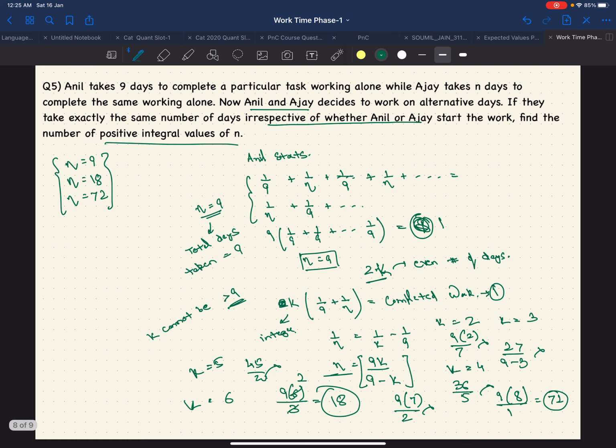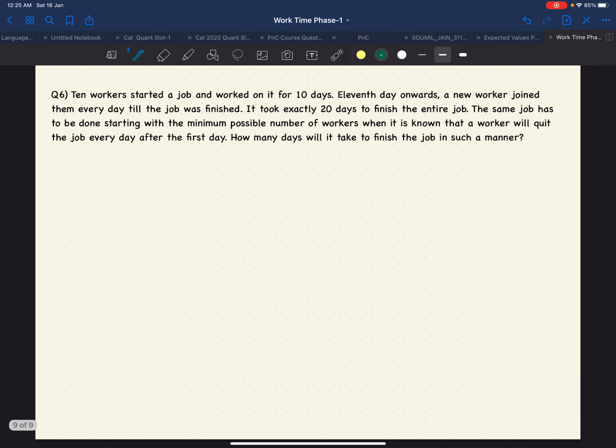Okay, so moving on to the last question now. We have 10 workers who are starting the job and they worked on it for 10 days. 11th day onwards, a new worker joined them every day till the job was finished. It took exactly 20 days to finish the entire job. So let's compute the total work here. What is the total work in terms of man days?